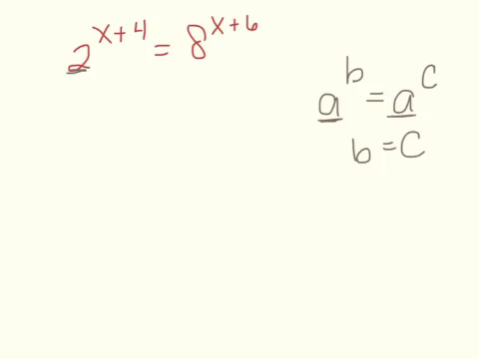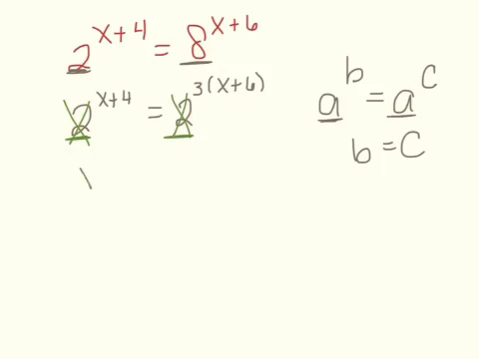So let's look at this piece here. I have 2 and 8. Those are not the same. Can I break down the bigger one? So if I say 2 to the what power gives me 8, 2 to the 3rd power gives me 8. But I still have this x plus 6. And on this side, I have 2x plus 4. Now the bases are alike, so I can drop them, and I can state that the exponents equal each other.